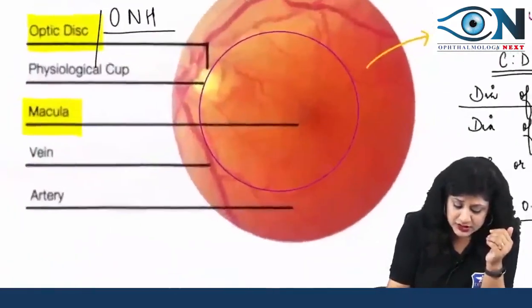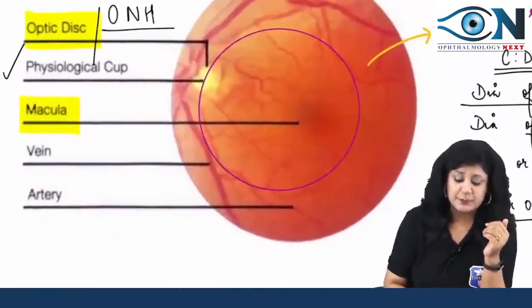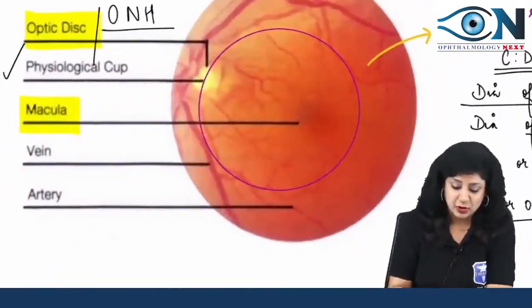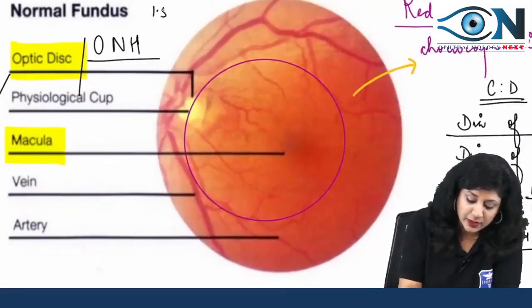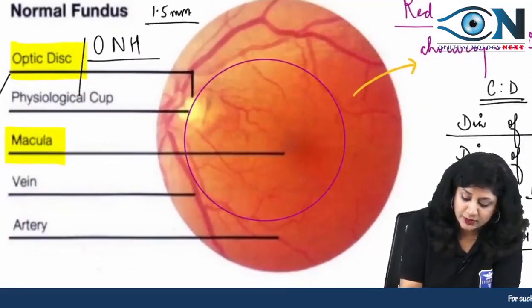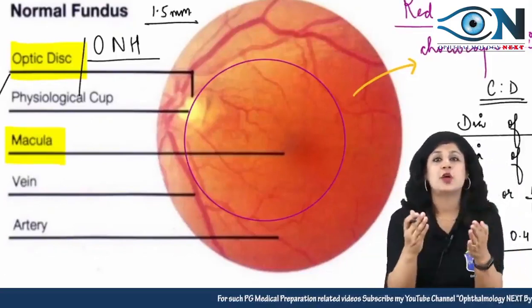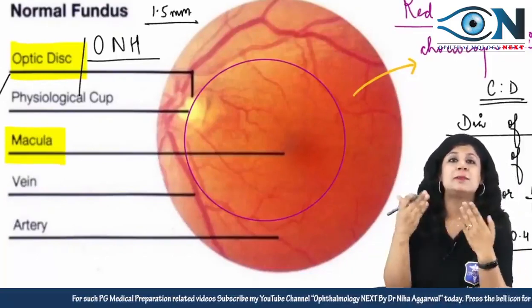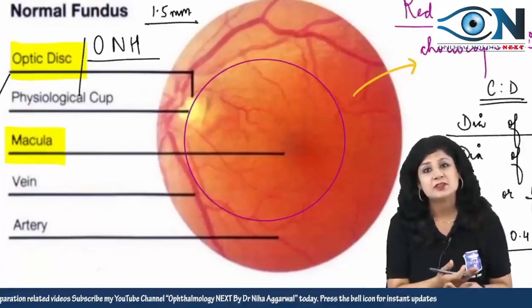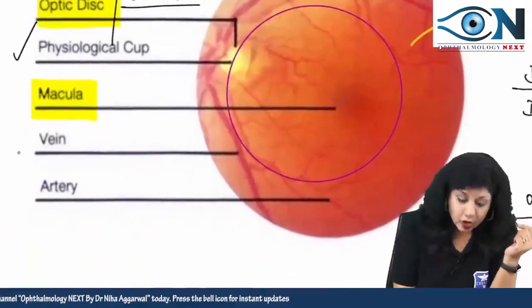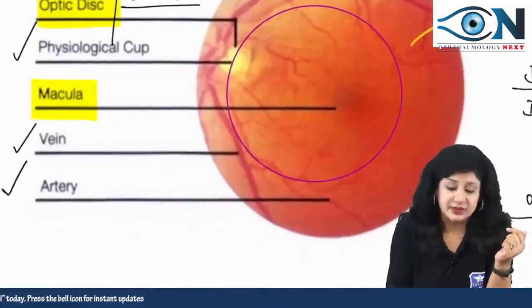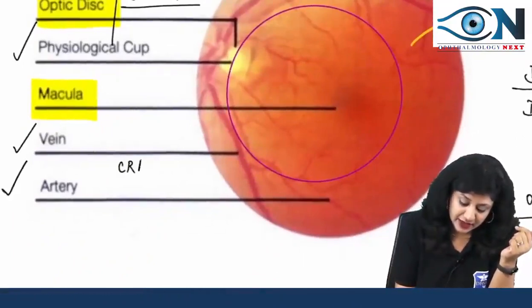Okay, so this is about your physiological cup, your optic disc, and what is the diameter of this optic disc? It is 1.5 mm. 1.5 mm is the diameter. Now, in the center of this optic disc, we have got the blood vessels which are actually supplying this optic disc. So, these are the veins and the artery. So, it is the central retinal artery and the central retinal vein.